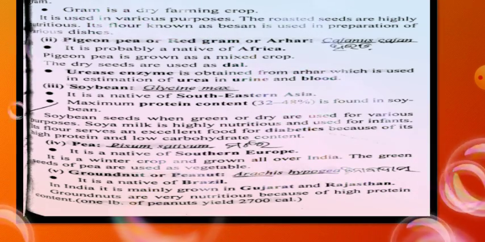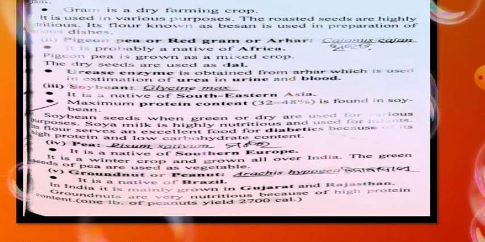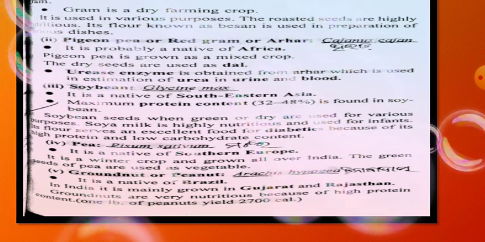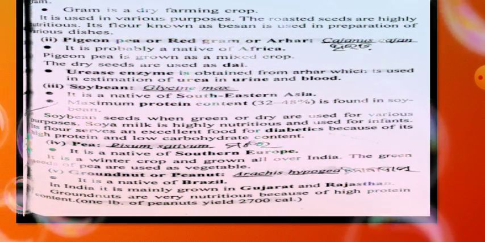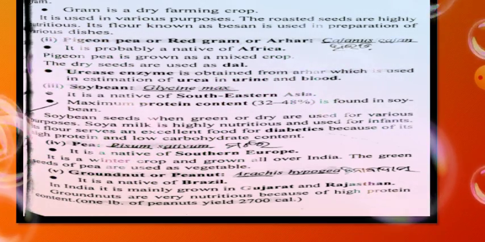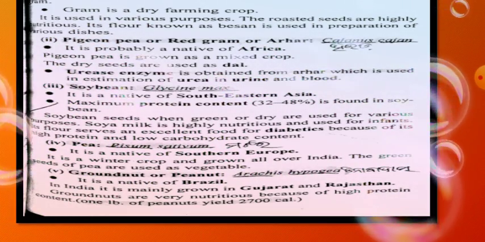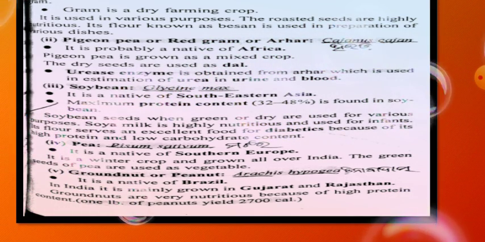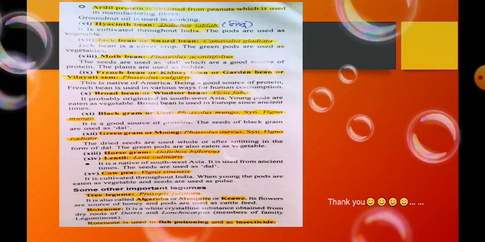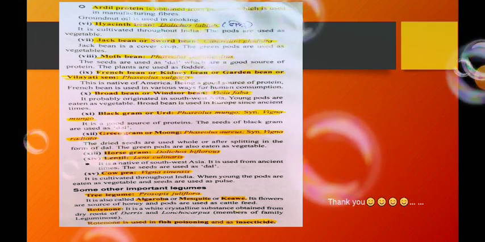Then comes the arachin protein, which is found in the peanut, and it is mainly used for manufacturing fibers. Groundnut oil is also obtained from the groundnut, and this is a cooking oil. The groundnut oil is used in cooking.